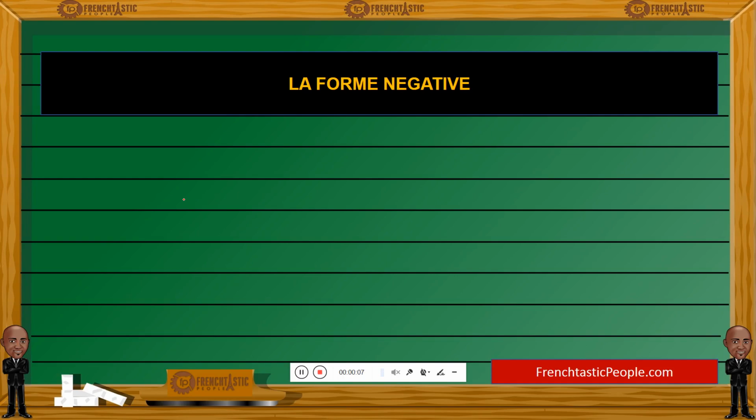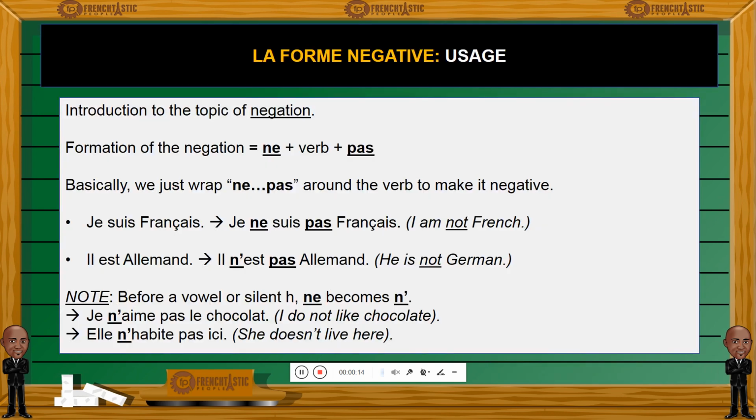Today's lesson will be about la forme négative. Let's learn how to make a sentence into a negation, a negative sentence. Well, let's begin with a statement in the affirmative form.